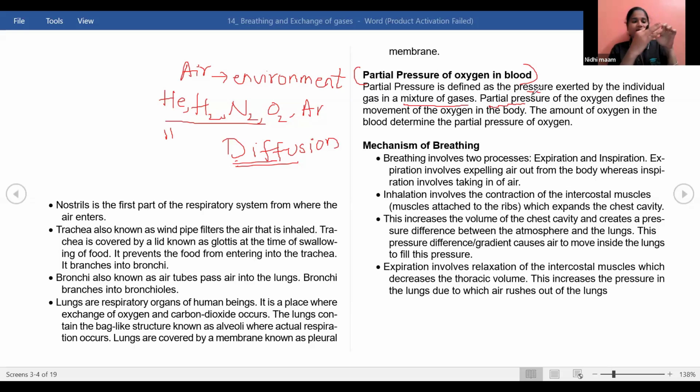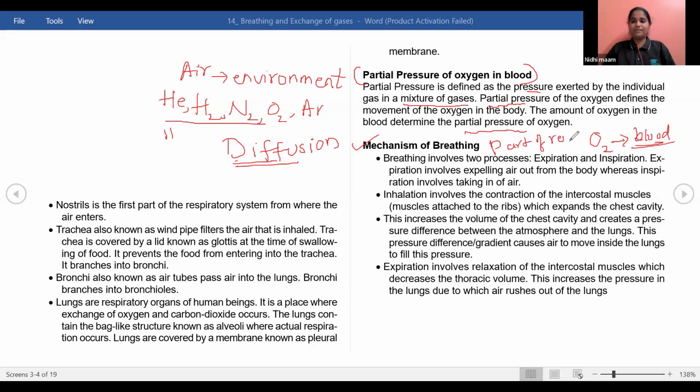They will put a stapler-like thing on your finger, then they will note it down. During corona also, most of the doctors used it to find the oxygen level. The amount of oxygen in the blood determines the partial pressure of oxygen. So how much oxygen is present in our blood, that will show the partial pressure or pressure exerted by the oxygen. Fine. So when we come to the mechanism of breathing, breathing is a part of respiration.